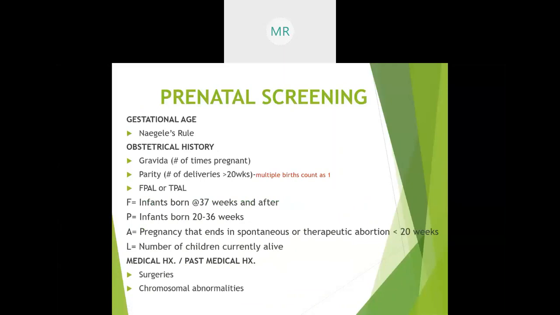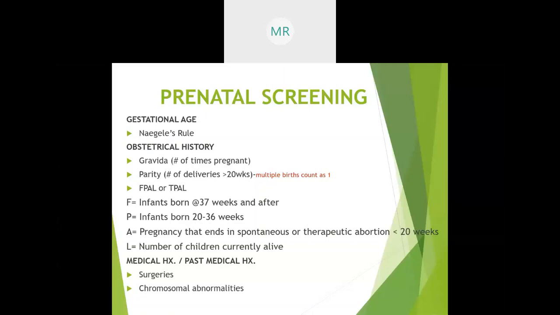First thing I want to talk about is gestational age and Nagel's rule. This is how we find out when a patient will deliver. Expected date of delivery, EDC, EDD, expected date of confinement. And this is done with Nagel's rule. We're looking for gestational age. We're looking for when mom is going to deliver.